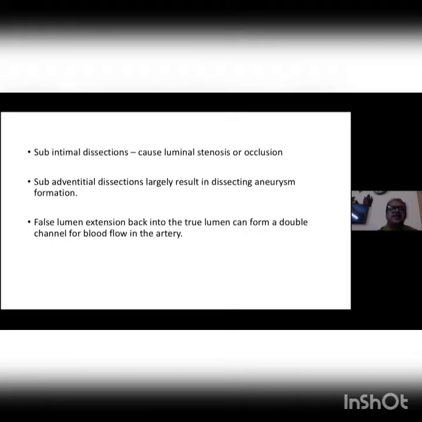If you take the subintimal dissections, it causes luminal stenosis or occlusion. We know the layers of the blood vessel wall. Subadventitial dissections largely result in dissecting aneurysm formation. False lumen extension back into the true lumen can form a double channel for blood flow in the artery. So: subintimal dissection, subadventitial dissection, and false lumen.